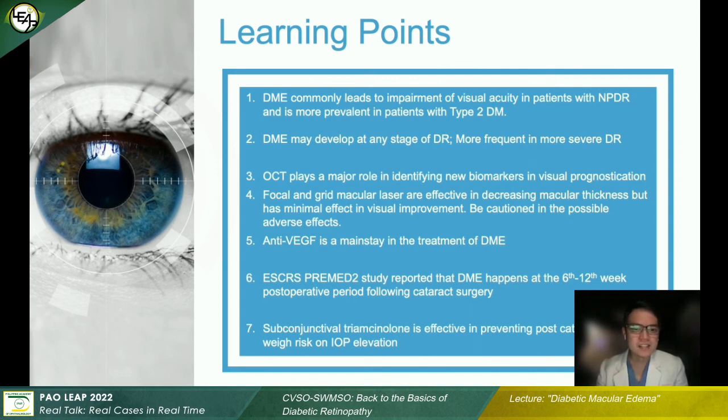Anti-VEGF is a mainstay in the treatment of DME, and the ESCRS PREMED 2 study reported that DME happens at 6 to 12 weeks postoperatively following cataract surgery, and that it is successfully prevented by subconjunctival triamcinolone. However, one should weigh the risk of IOP elevation.